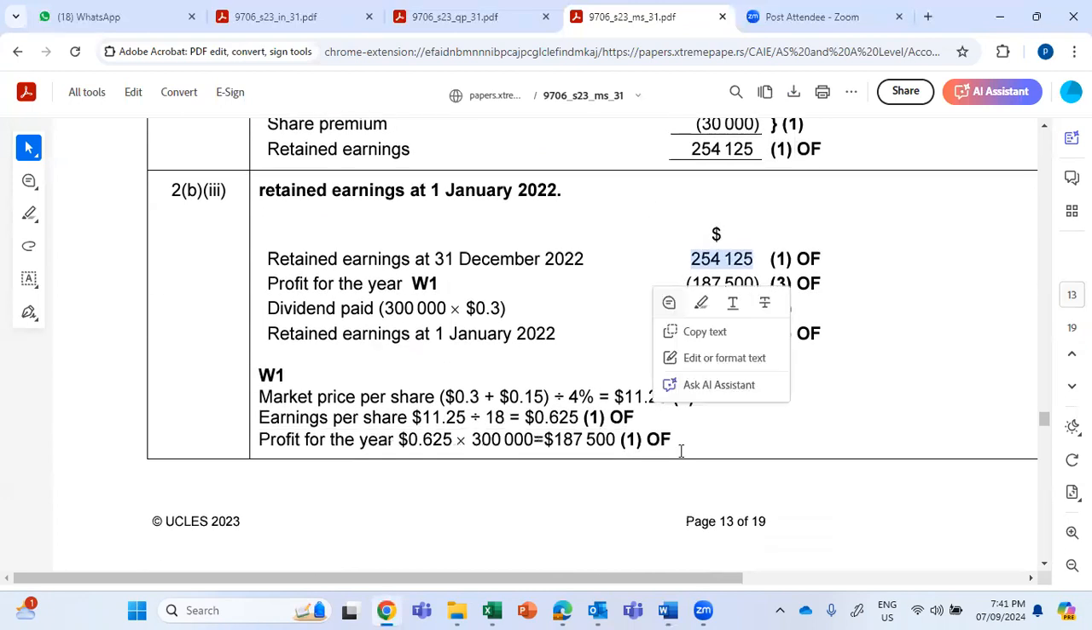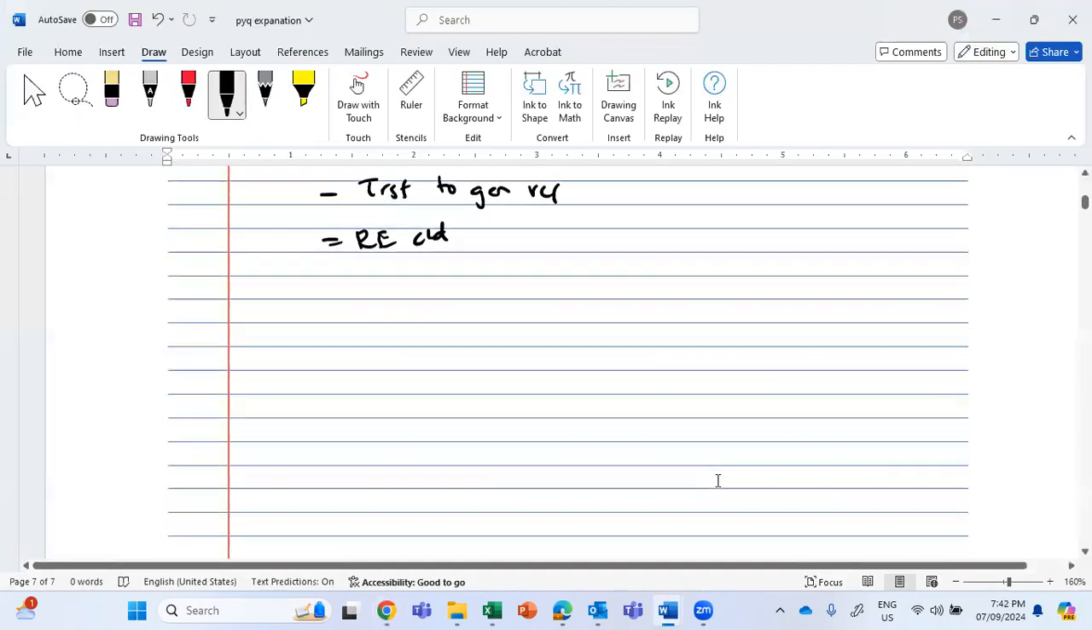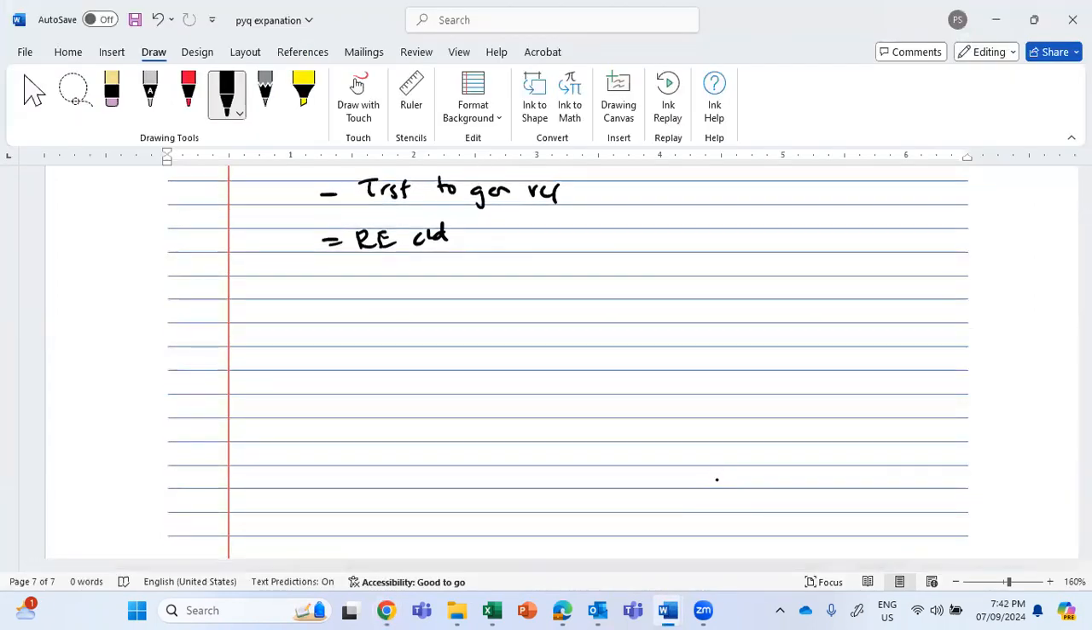Okay, how do you calculate profit for the year? You see, profit for the year is the profit available to all the shareholders, right? So in this case profit for the year means earnings. So the earnings per share formula is the earnings divided by number of ordinary shares. Okay, we know this.